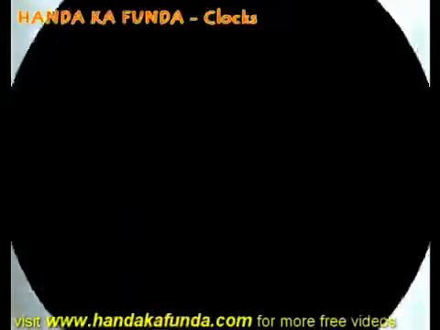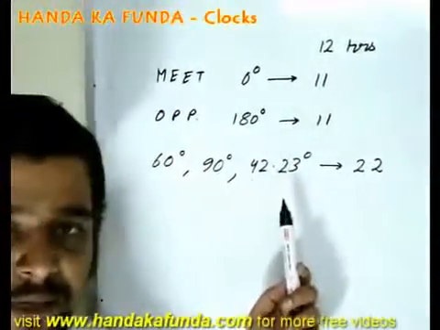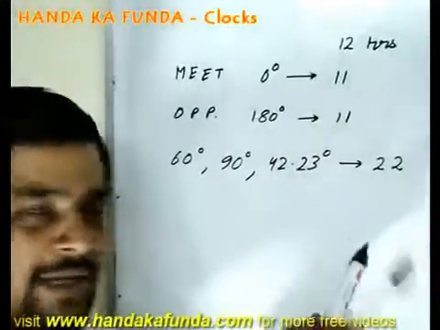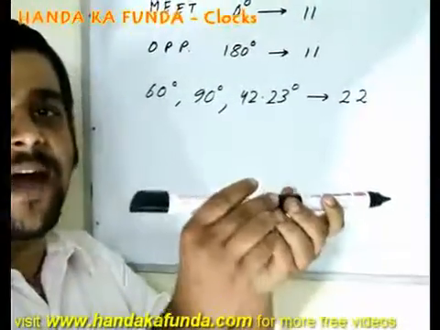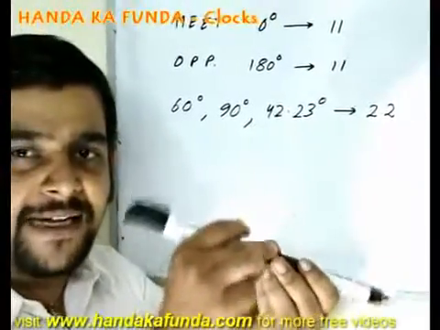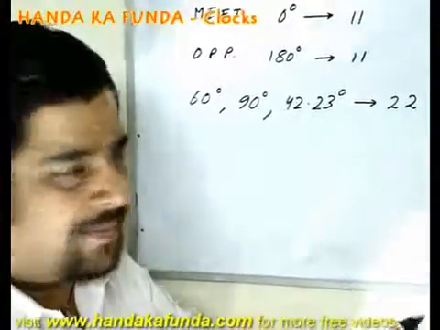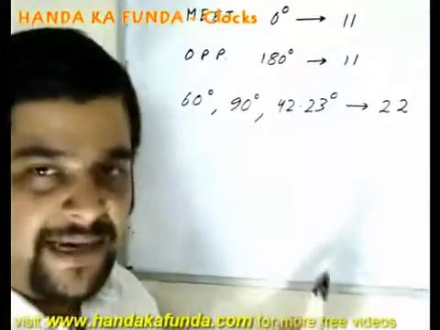As you can see here, the opposite position, 180 degrees, is exactly the same as 0 degrees. Why? Because there is only one overtake, and there is only one 180 degrees between any set of hours. From 5 to 6 there will be one 180, and between 4 to 5 there will be only one 180. So that will also be 11 times.